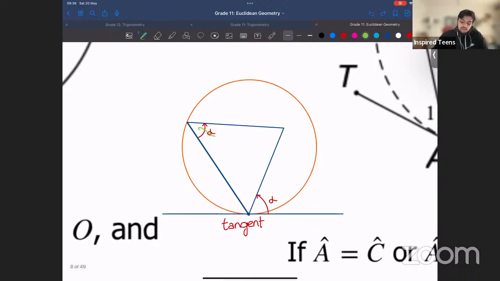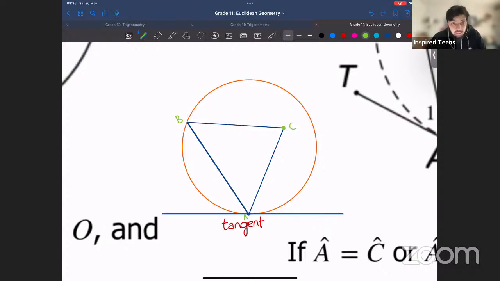The reason for that, and you have to be careful for this, you have to look out for it, is that let's call this A, let's call this B, let's call this C. C is not a chord. Sorry, AC is not a chord. C is not on the circumference. So look out for this.